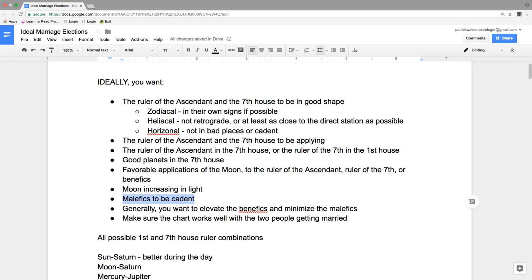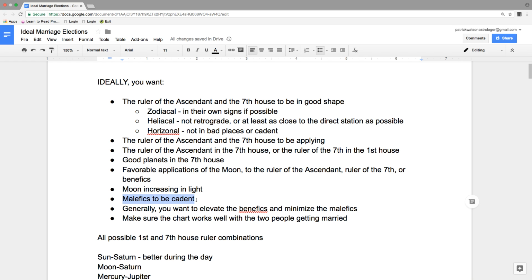Malefics are always difficult to treat in electional charts. During the day, Mars is going to be the planet that you want to control more. In a day chart, Mars likes to be underneath the horizon, and you can also make Mars cadent, either in its joy in the 6th or in the 3rd, ideally, in a day chart.